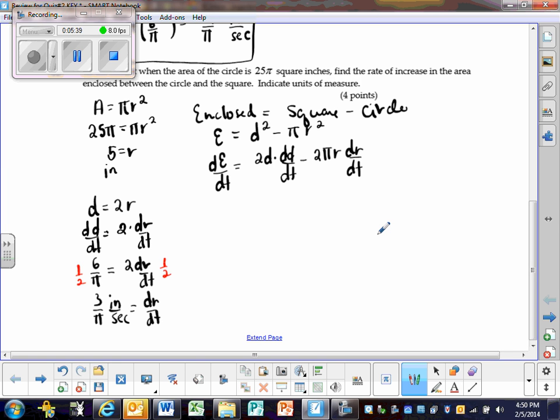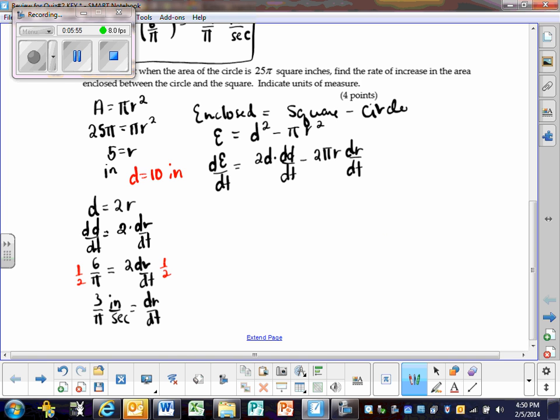Okay, so for this equation, we're going to need to know both the change in diameter, which we have, the change in radius, which we have, the radius, which we found, and the diameter, which we now know. The radius is 5 inches, the diameter is 10 inches.